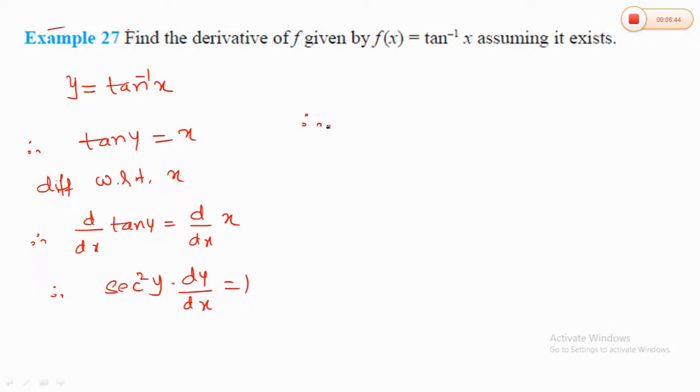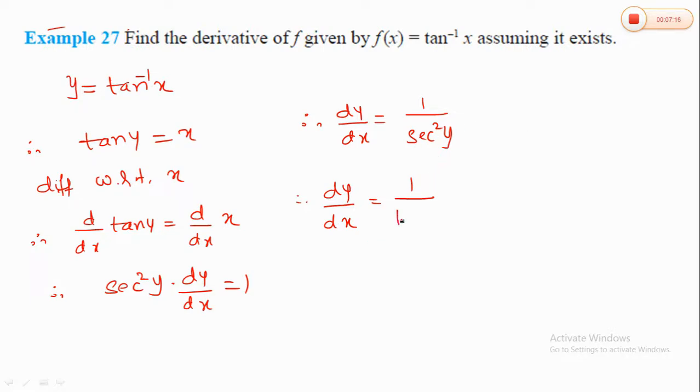So now therefore dy upon dx equal to 1 upon sec square y. So you know that dy by dx equals the formula for sec square y, that is 1 plus tan square equal to sec square. So sec square is given in terms of tan, therefore we have to convert the function in terms of tan, that is 1 plus tan square y.